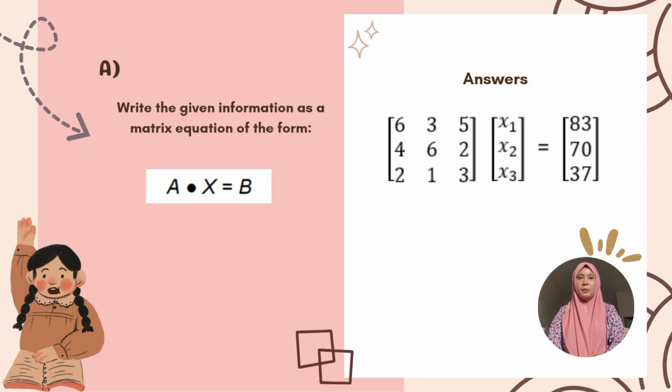The first bracket represents the coefficient of each variable taken from the table. Each row shows the water usage for basil, mint, and rosemary on each day. The second bracket represents the unknown variables, which are x1, x2, and x3. This refers to the amount of water used on day 1, day 2, and day 3. The third bracket represents the total amount of water used for each herb over the 3 days, which are 83 liters for basil, 70 liters for mint, and 37 liters for rosemary. So this matrix equation is a compact way to represent the 3 linear equations.